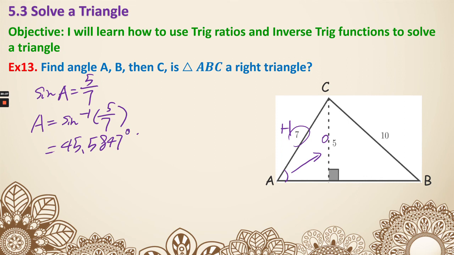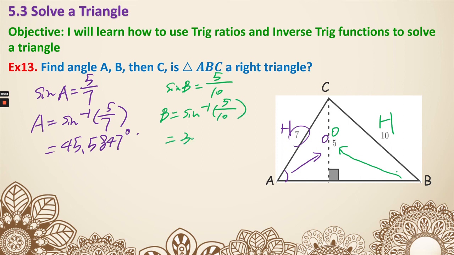Next, finding my angle B. Angle B is facing that, so that's still the opposite, and this is the hypotenuse. I'm going to use sine again. Sine B is opposite, which is 5, over hypotenuse, which is 10. So I'm going to use inverse sine again, but this time it's not 5 divided by 7, it's 5 divided by 10. So B is inverse sine of 5/10. That should give you exactly 30 degrees. So I already found this is 30 degrees. I can easily find out, 90 minus 30 is going to be 60 degrees right here. That is 60 degrees.